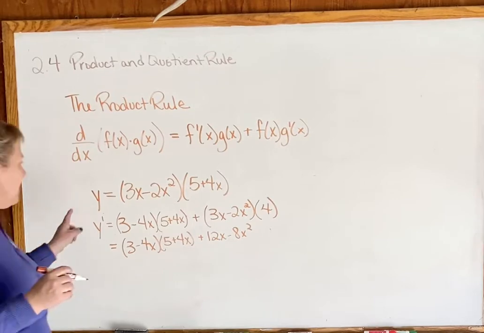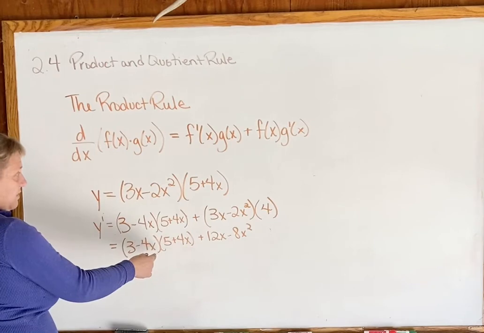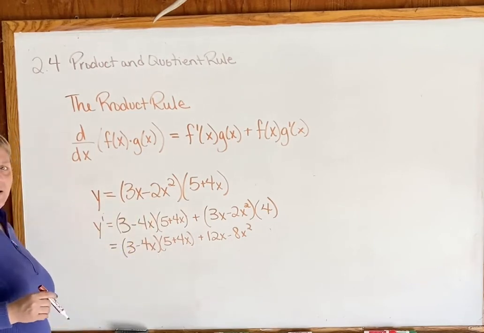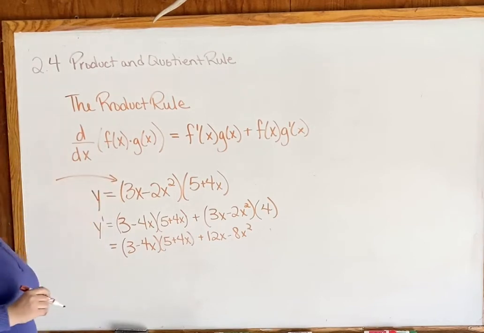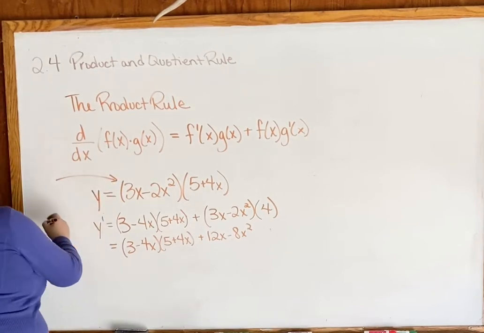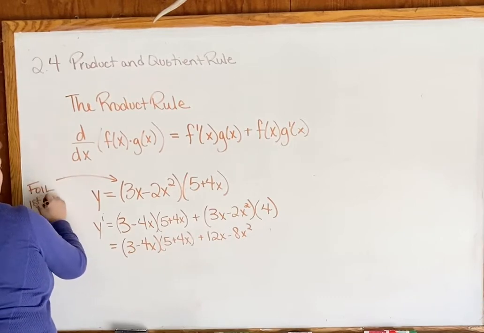Something that some of you might notice is, if we have to FOIL to simplify, why didn't we just FOIL at the beginning? With this problem, we could have just FOILed at the beginning and not had to worry about the product rule at all. So FOIL first, and this is easier.